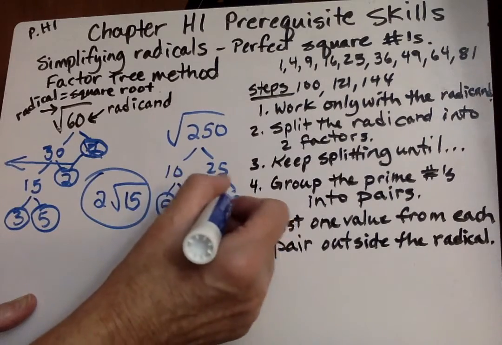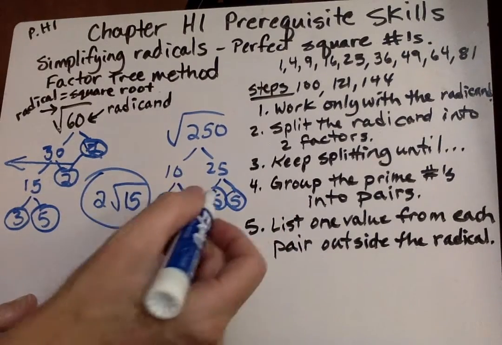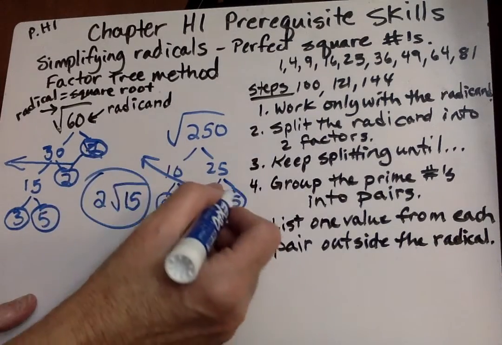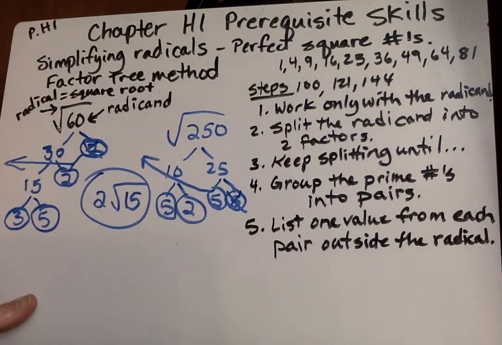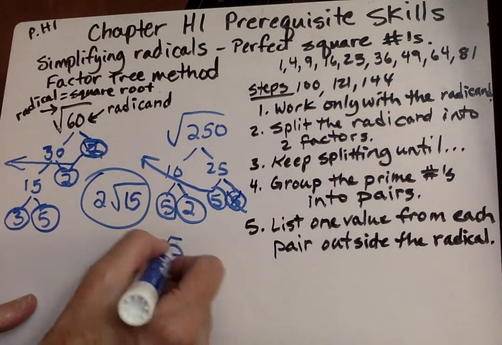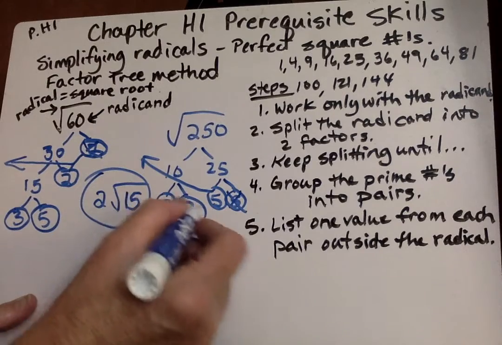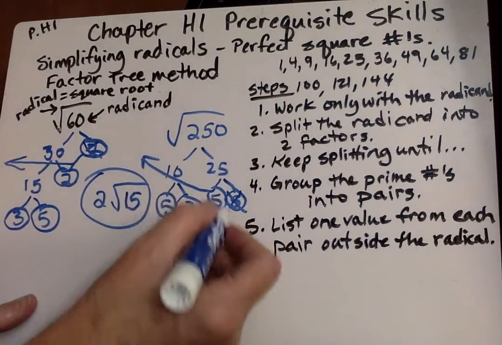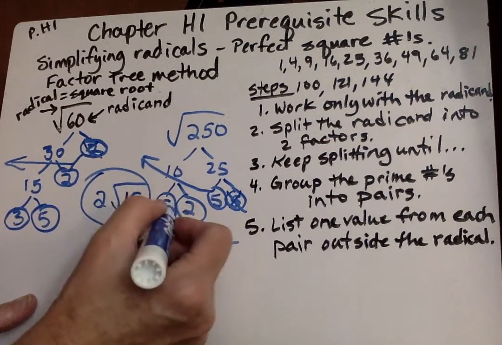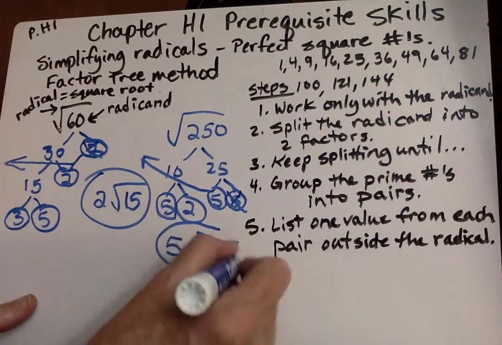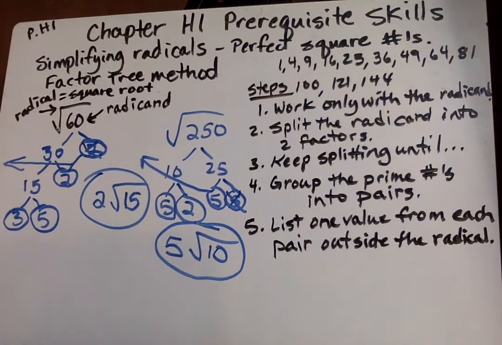Prime again. So these two are buddies, so they get to go out. 1 goes out, 1 dies trying to escape, bye-bye. So you're left with just the 5 times 2. You can't go out in triplets, no way, only twins go out. So 1 makes it, 1 doesn't, and then 2 times 5 is left under the radical. So you're left with 5 square roots of 10, and you've simplified 250.